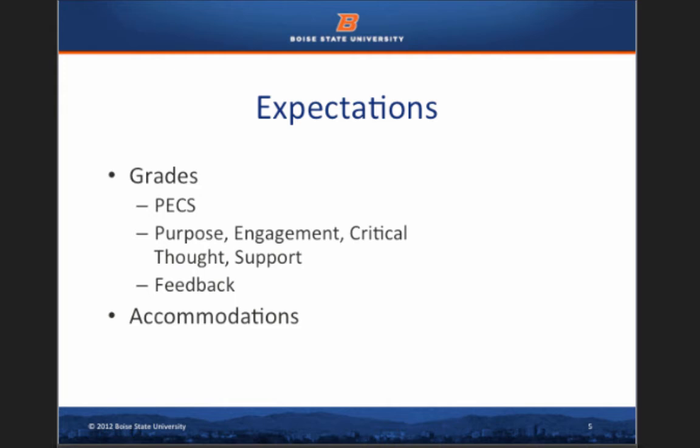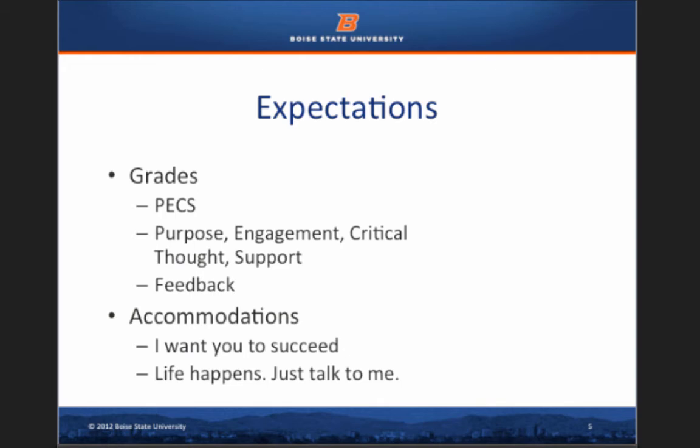Now, if you need any sort of accommodations, either because of a disability or because of technology issues or language barriers or really whatever it is, please talk to me as soon as possible. Keep in mind that I really do want you to succeed. I understand that life happens, so just talk to me. If something comes up unexpected, talk to me. It's never too late, but the sooner you can talk to me, generally, the more quickly and more easily we can make accommodations.